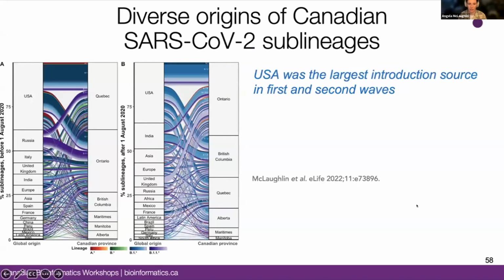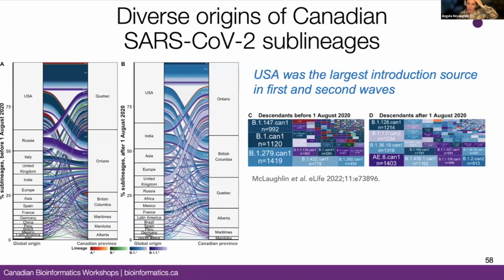And the origins of these SARS-CoV-2 sublineages were diverse. The USA was the largest introduction source in the first and second waves, but there were contributions from a lot of countries. The diagram on the left is an alluvial diagram showing the flow from global origin to Canadian province, colored by Pango lineage.